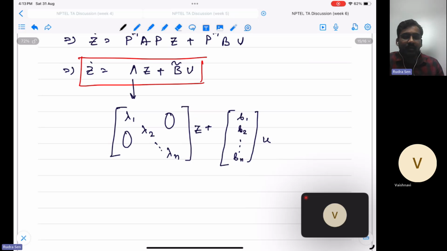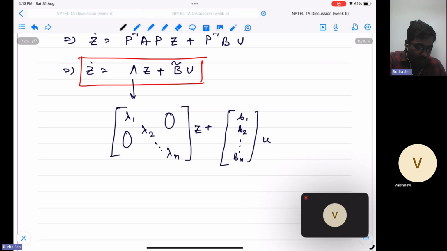Each row of B tilde is non-zero corresponding to each eigenvalue, then the system is controllable. That means for lambda 1, I'm considering a single input over here. So corresponding to lambda 1, if B1 is non-zero, then this particular state is controllable. Then lambda 2, B2 is non-zero, then this particular state is controllable.